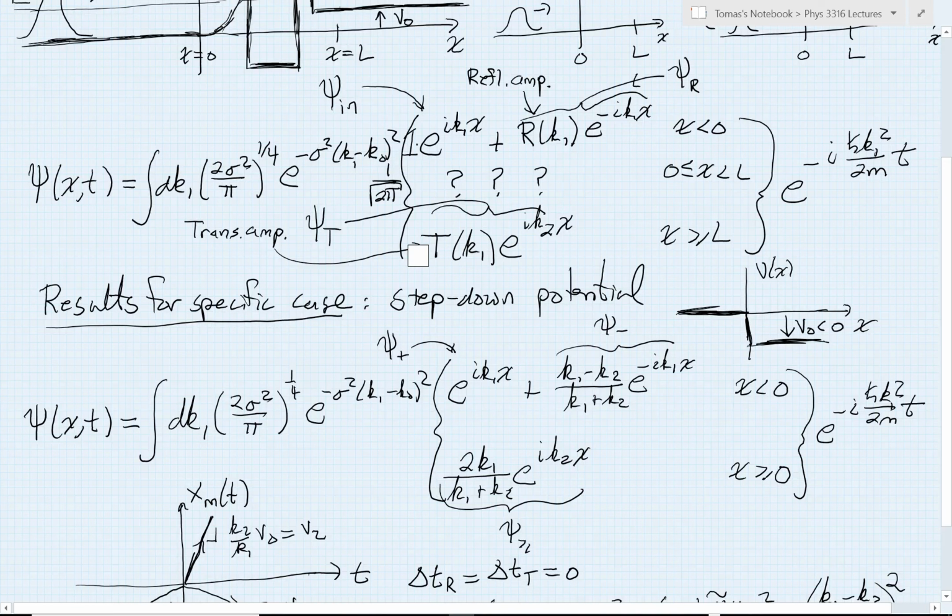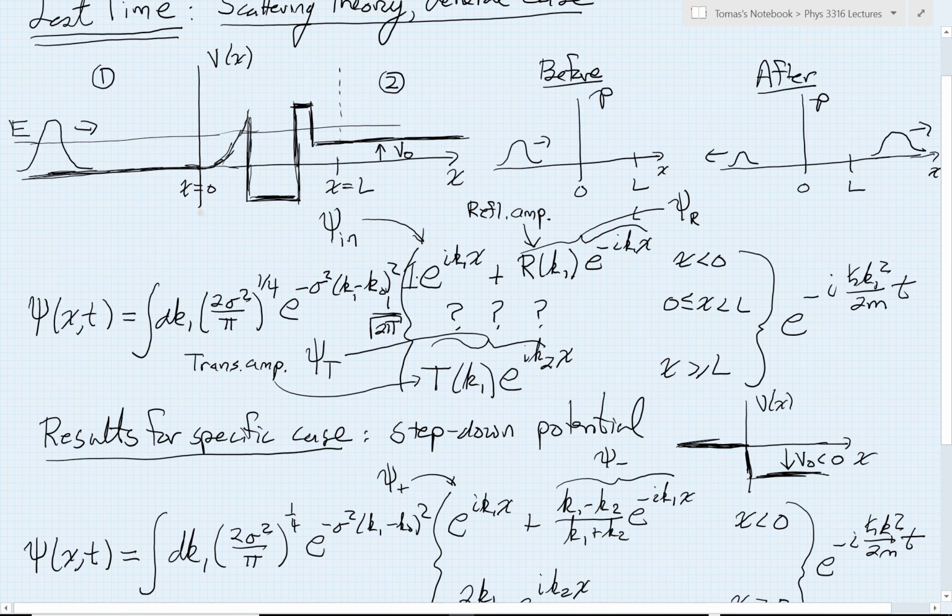Now, to analyze how this solution behaves overall, I would like for you to notice something. I'm constructing this packet over wave vectors k1 that are all extremely close to the value of k0. In fact, that's precisely what I mean when I say I'm going to send in a beam of particles, right, an incoming packet of a particular energy. If it has a particular energy, then it should have a particular momentum associated with it.